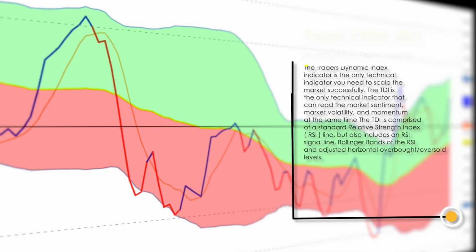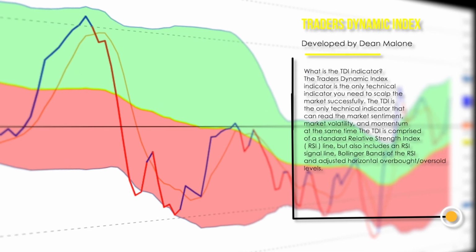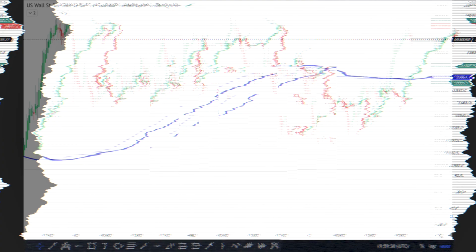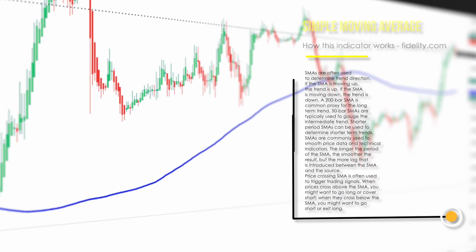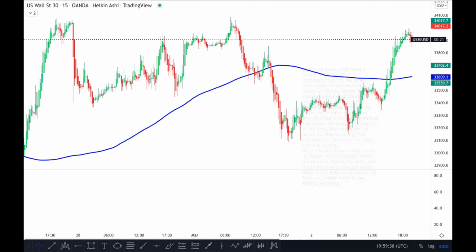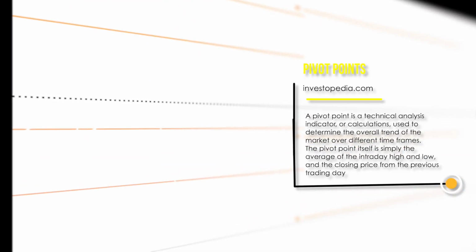Okay, so I have three indicators on my chart. I have the trader's dynamic index. I have a 200 moving average. And I also have the pivot point standard indicator that comes with TradingView. You just have to type it in the indicators section.